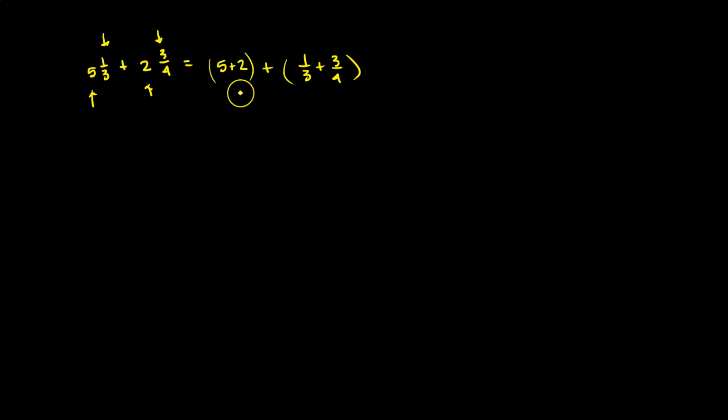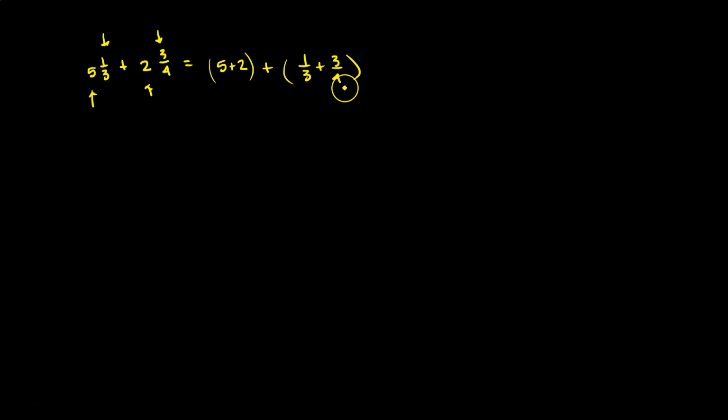When it comes to adding mixed numbers, essentially you can think of it as adding the whole number parts and then adding the fraction parts. So if I'm adding a number like 5 1/3 to the number 2 3/4, I could look at it as add the whole number parts, 5 plus 2, and then add the fraction parts, 1/3 plus 3/4. And then once I've added those parts separately, add those results together.